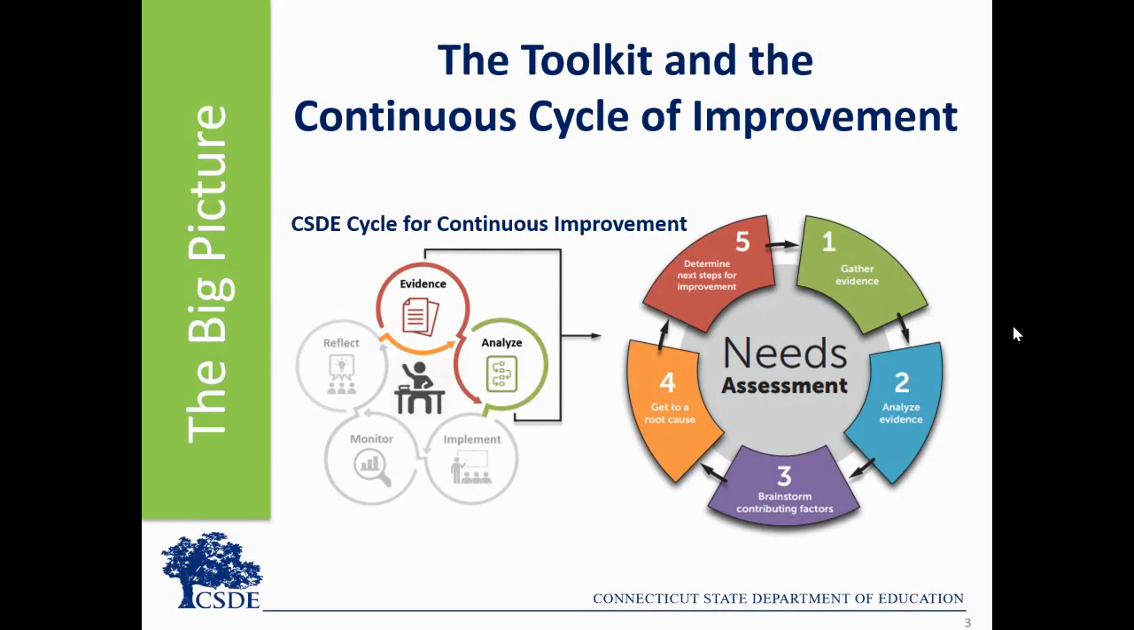The Needs Assessment Toolkit is designed to be used by districts and schools as they engage in cycles for continuous improvement. The CSDE cycle for continuous improvement begins with examining and analyzing data. This data is then used to develop and implement a plan for improvement. The plan is monitored for fidelity of implementation and impact. Finally, the team reflects on the effectiveness of the actions in the plan to meet the needs of the community and improve student outcomes. This needs assessment toolkit focuses on the first two steps of the CSDE cycle for continuous improvement: evidence and analyze to determine the needs of the learning community.